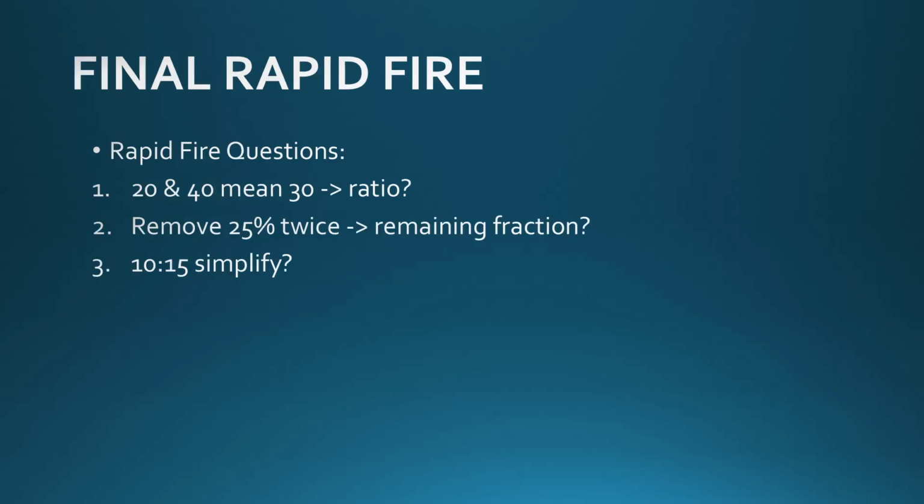Now I'll give you rapid fire questions. Please pause the video and attempt these questions. The answers are in the next slide. So first question, 20 and 40, mean is 30, find ratio. So you have to use the alligation rule.